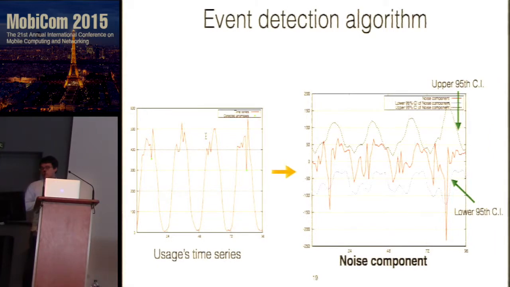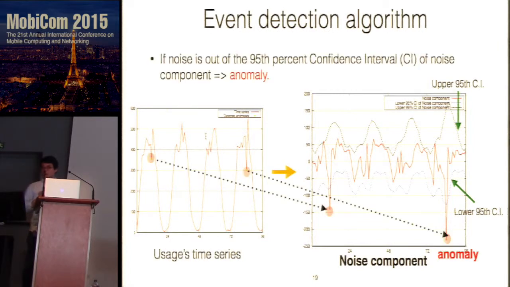Basically, we compare the noise component with the lower 95% confidence interval of the predicted noise component. If the current noise component is lower than that lower 95% confidence interval, then Epson will detect that as an anomaly. For example, in this case, we have 2 drops in the usage time series, and that corresponds to 2 anomalies in the noise component.